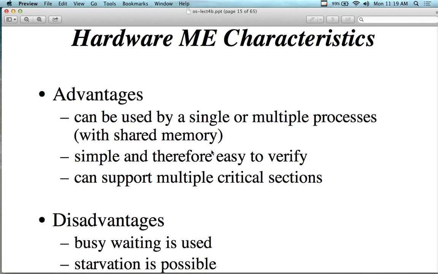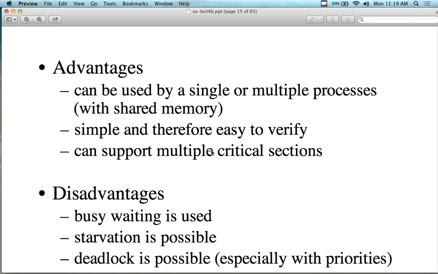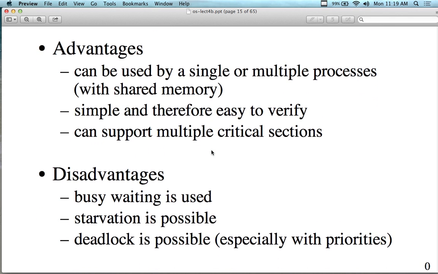Advantages of using a hardware mutual exclusion scenario: it can be used with single or multiple processes with shared memory. It's simple, easy to verify, and can support multiple critical regions or sections. Problem: busy waiting is used as well because the process still has to check. If it's not checking something in memory, it's still checking the hardware. So you're still implementing some sort of a busy wait scenario to accomplish the mutual exclusion. And starvation is also possible.